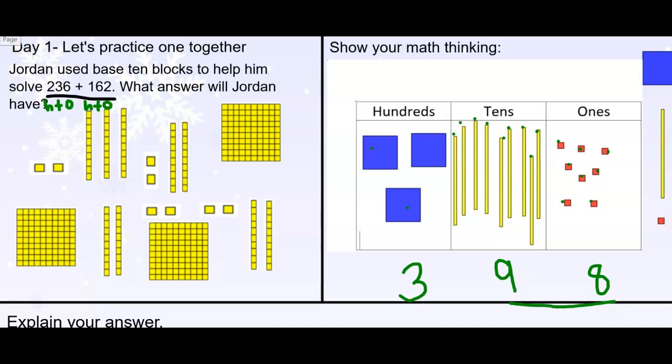Now it's time for you to solve a problem all on your own. Read the problem. Draw your ones, tens, hundreds chart and your base 10 blocks so that you can use the base 10 block strategy to add your numbers together and find the sum. Last but not least, explain your thinking. Now pause the video, use your own pencil and paper, and have fun working.